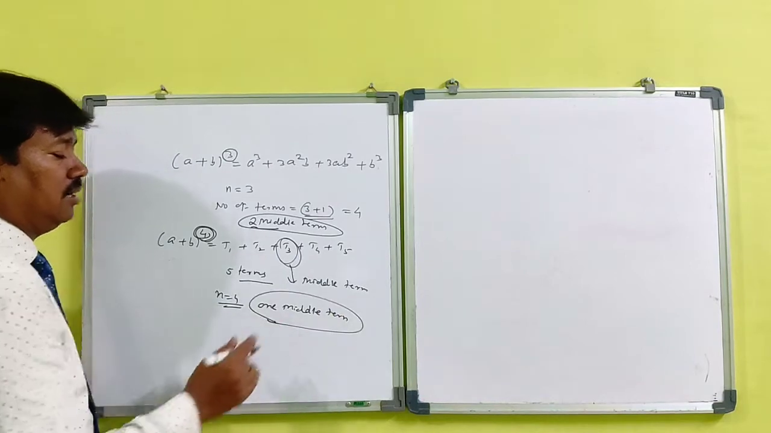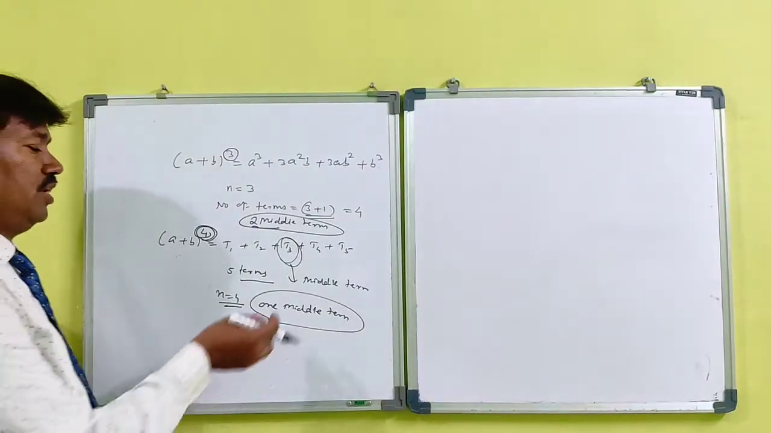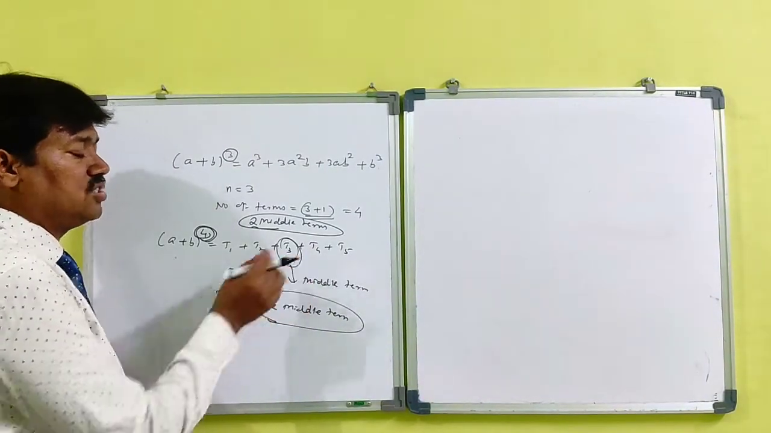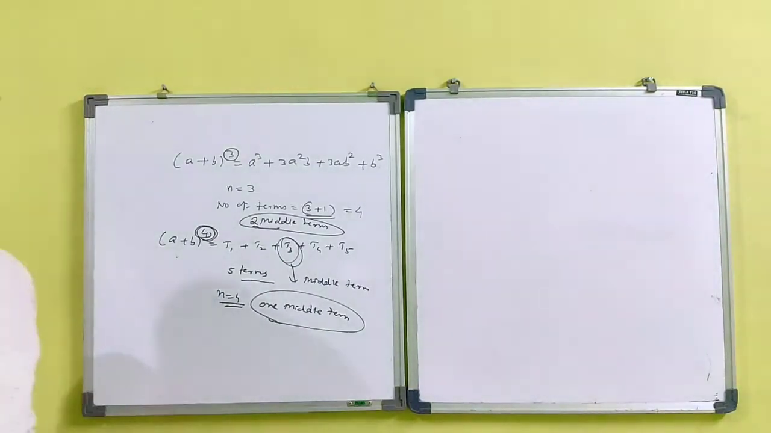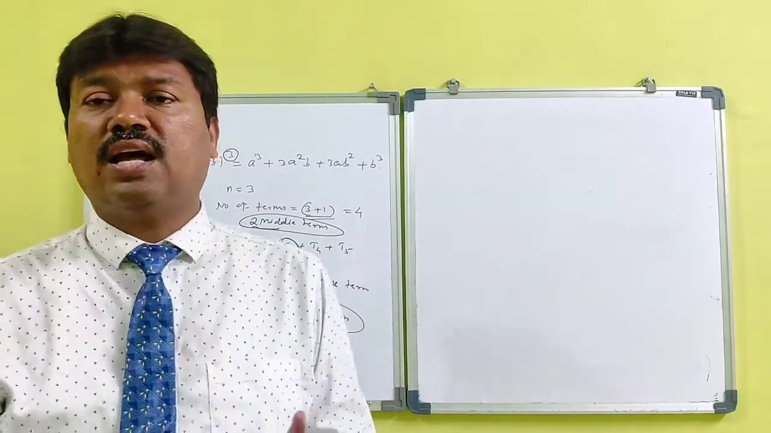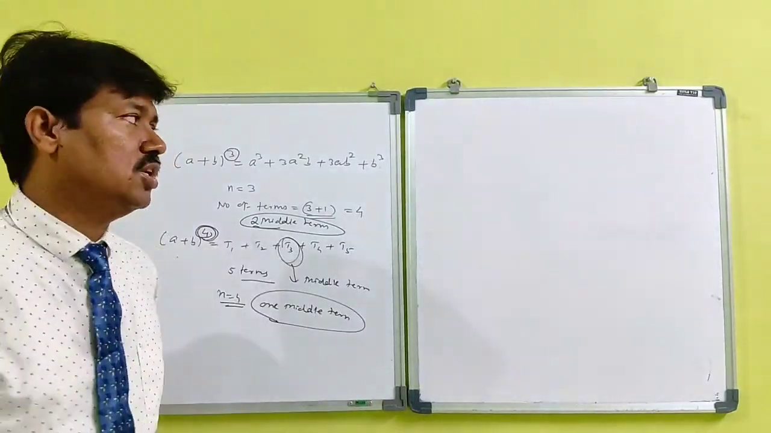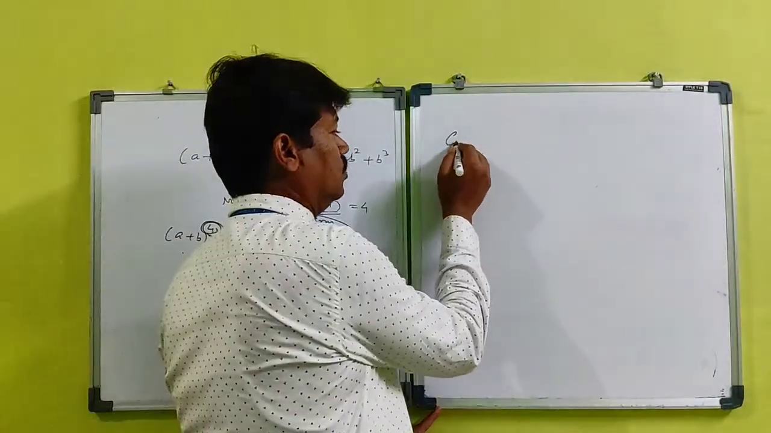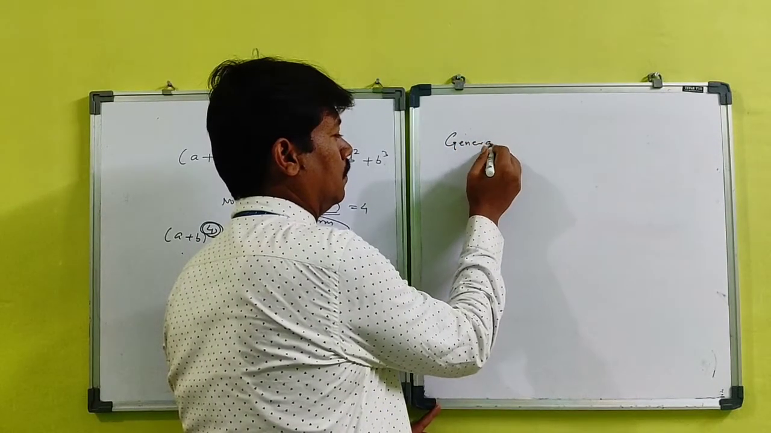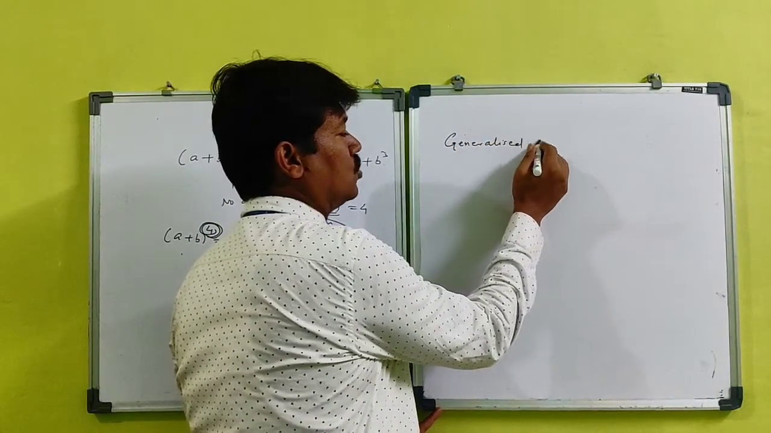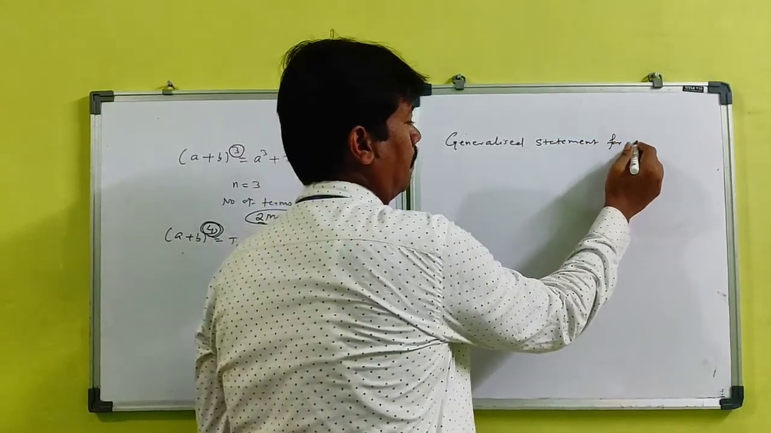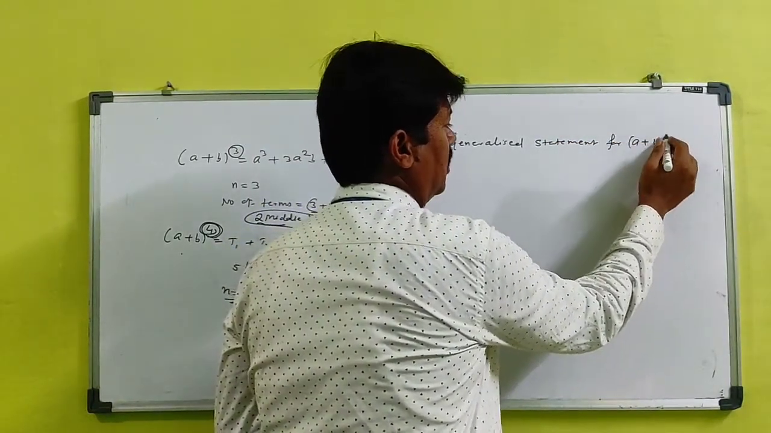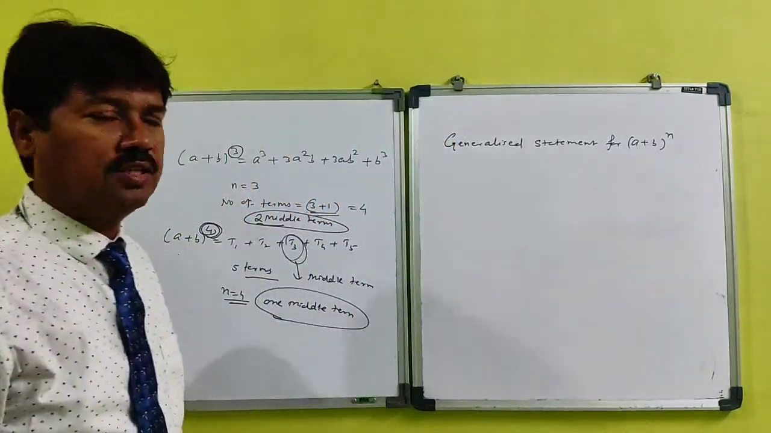And the middle term is, like we can easily find out, T3 in this case. But can you generalize this formula here? Yes, we can generalize this. So what is the generalized formula? The generalized statement for (a plus b) raised to n. What is the generalized statement?